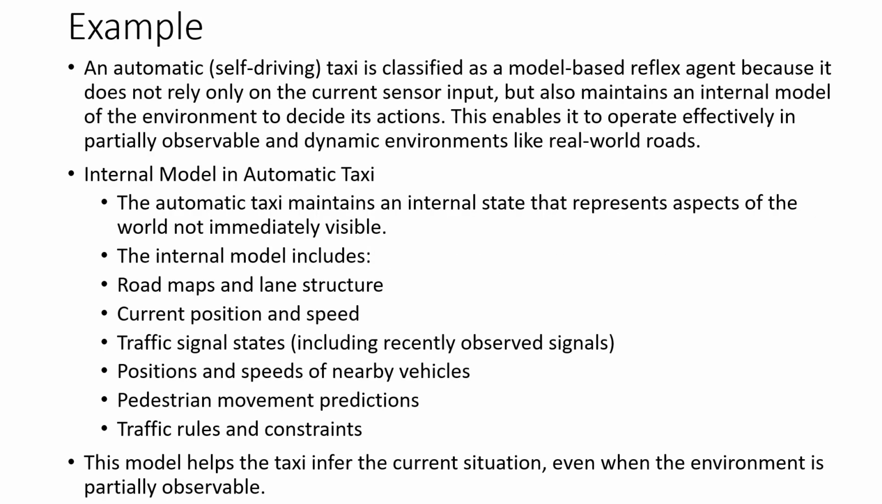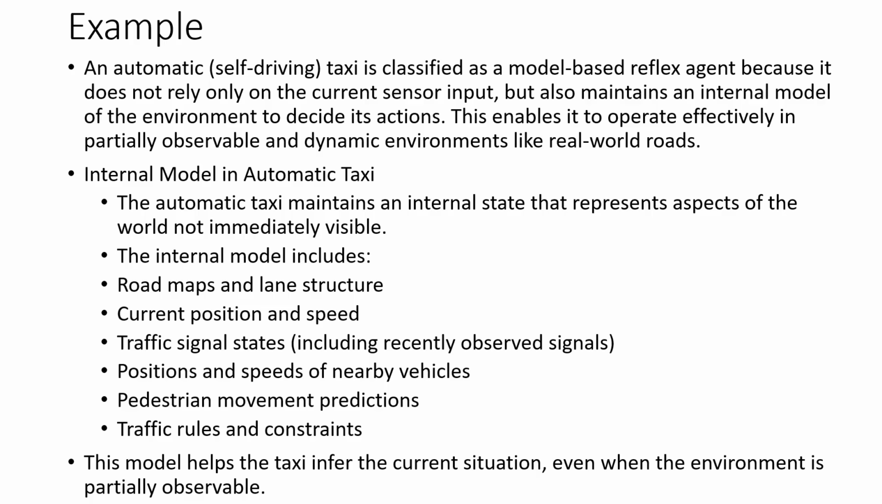So, an example here we can see that. Can a self-driving car rely only on what its sensors see at this particular moment? No, because the real world is partially observable and dynamic. So, this naturally introduces model-based reflex agents. We can say that a model-based reflex agent uses the current percept plus an internal model of the world to decide actions.